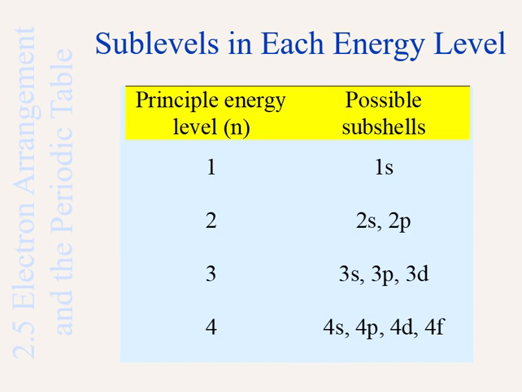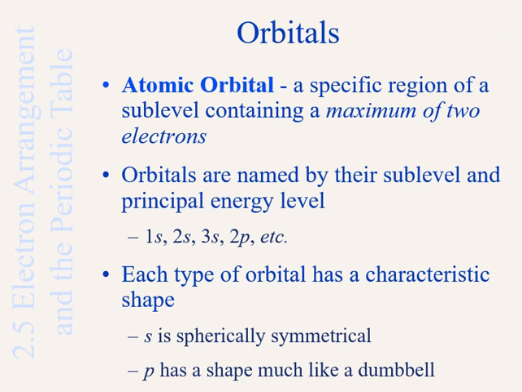Well, what happens when n equals 5? Is there any sublevel more than s, p, d, f? We do not need to worry about any of that. The 4 sublevels we have here will be more than sufficient to house all the electrons in all the atoms that we have in the periodic table of elements. Now, previously we talked about how from the principal energy level we have the sublevel, and then we have the orbitals within the sublevel, or the atomic orbitals, which are a specific region of a sublevel containing a maximum of 2 electrons.